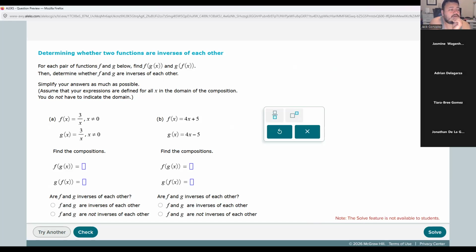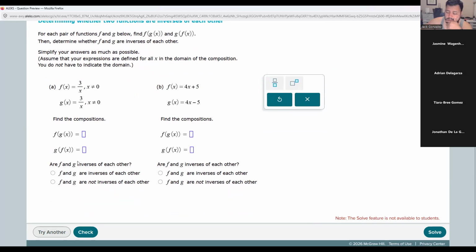But before we talked about inverses, they wanted to find out how to determine if two functions are inverses of each other. And that'll be the case whenever you compose them together and you get an x. So if I were to compose f and g and then g of f, and they cancel out, then it is an inverse. So let me write this notation down here.